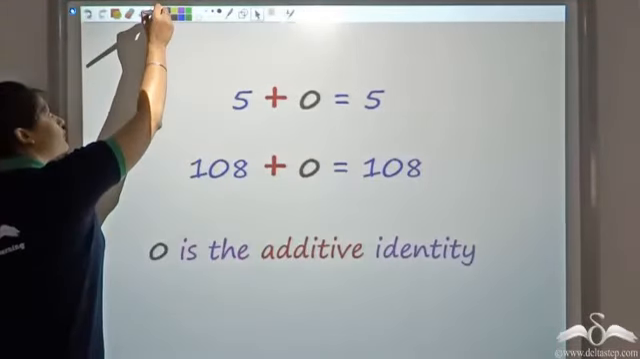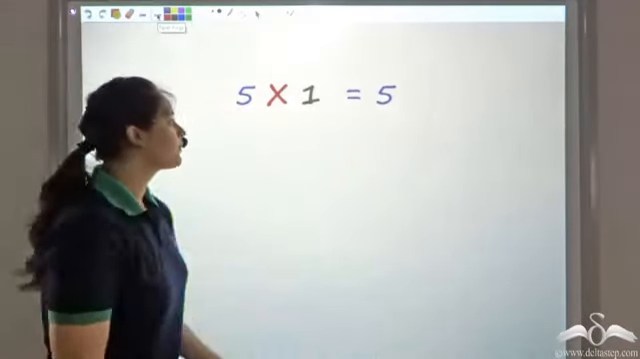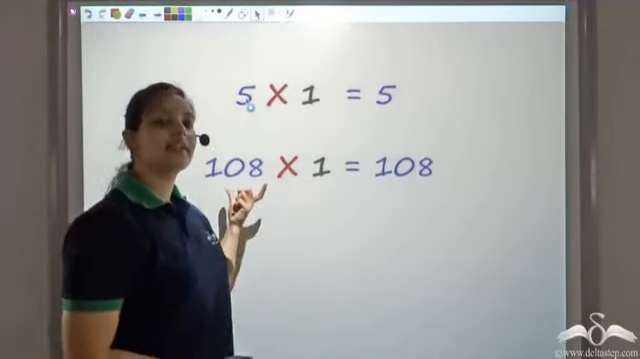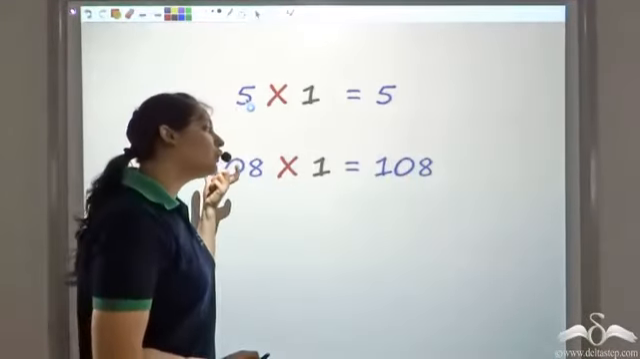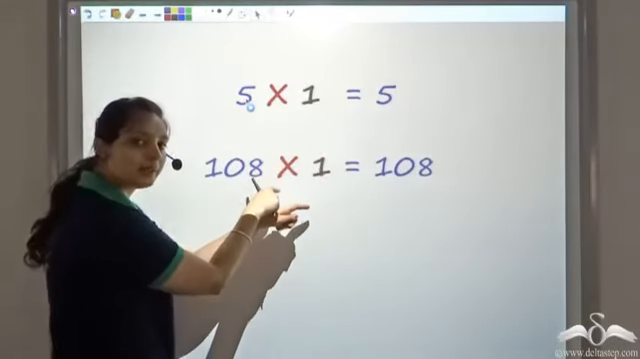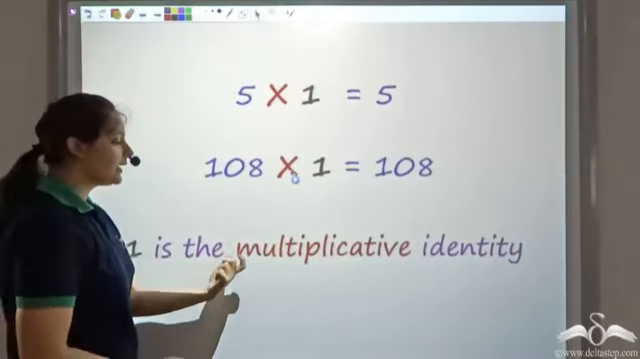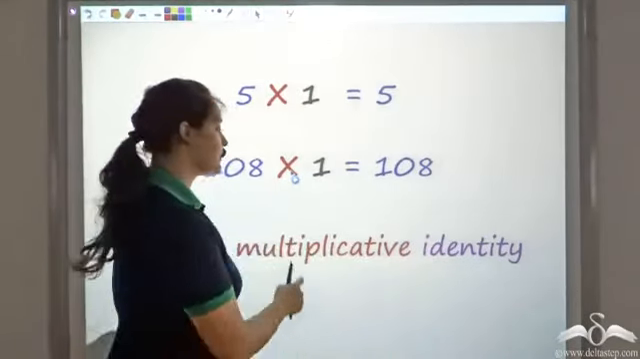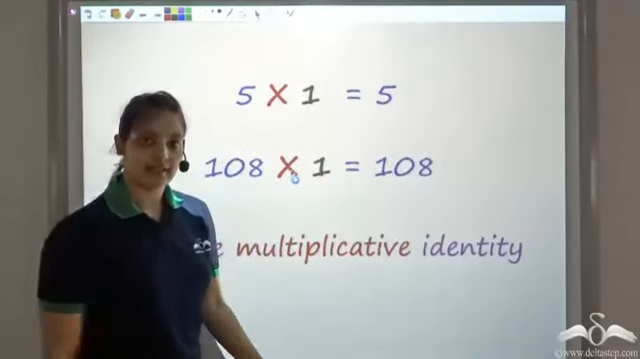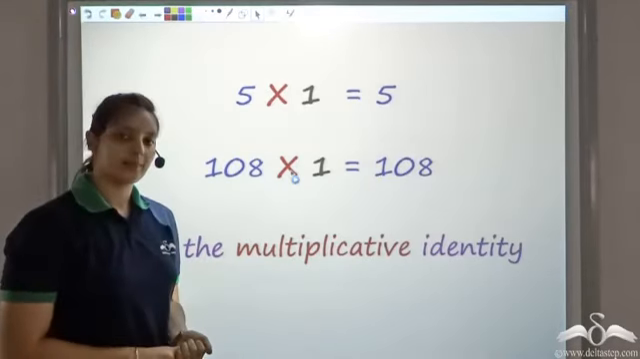Similarly, we know that if you multiply a number by 1, again the number does not lose its identity. You can multiply this 1 with any number and you would see that the number would not change or lose its identity. Since 1 is being multiplied to a number and it is not changing its identity, I say that 1 is the multiplicative identity. So we've seen that 0 is the additive identity and 1 is the multiplicative identity.